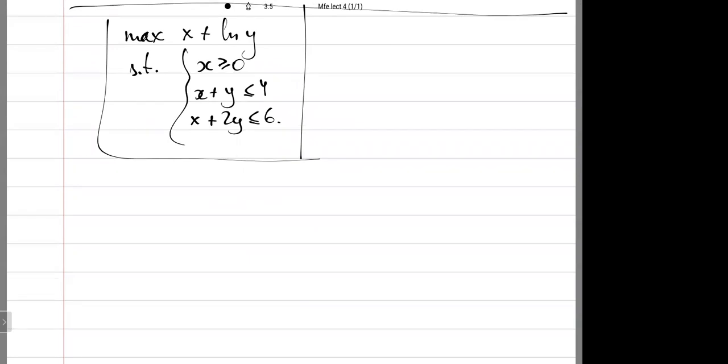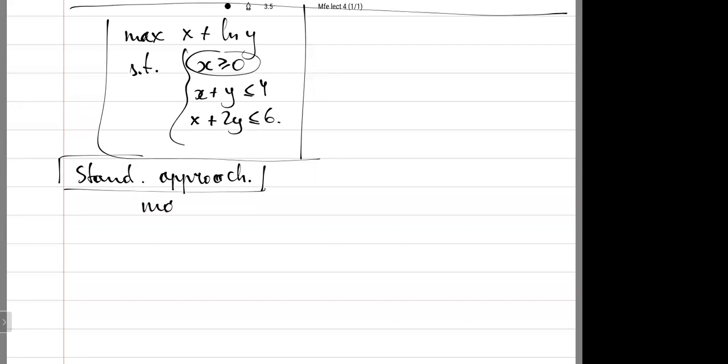What can we do? When you have a special type of constraint, a non-negativity constraint, you can work with these constraints as usual. So you can introduce lambda, or you can use another method. Let's first do the standard approach, which is to introduce all Lagrangian multipliers. Let's restate the problem: maximize x plus logarithm of y, with constraints x is greater than 0, 4 minus x minus y is greater than 0, 6 minus x minus 2y is greater than 0.